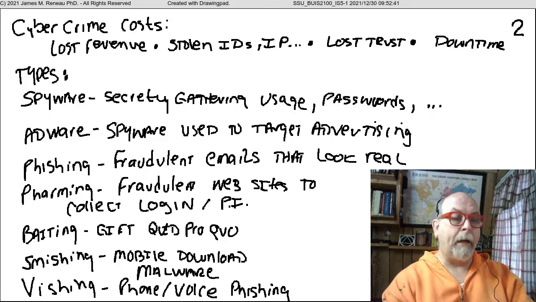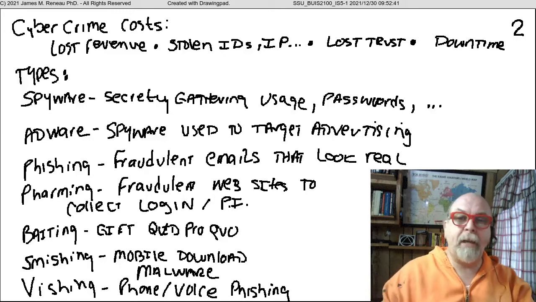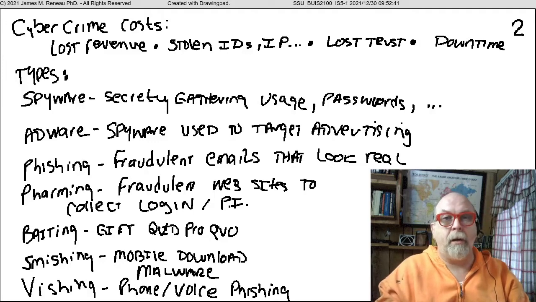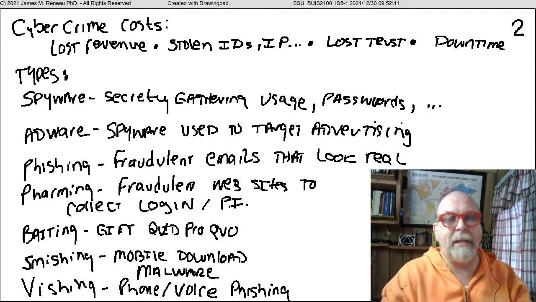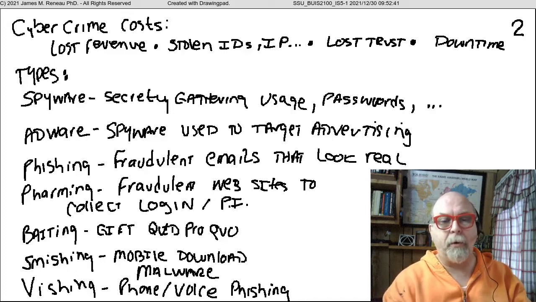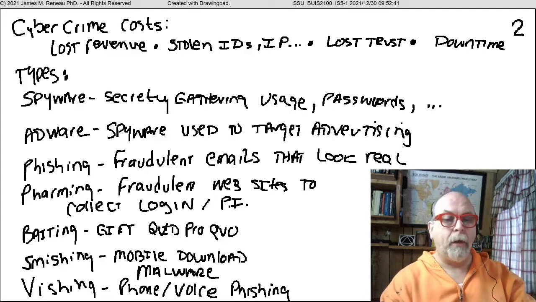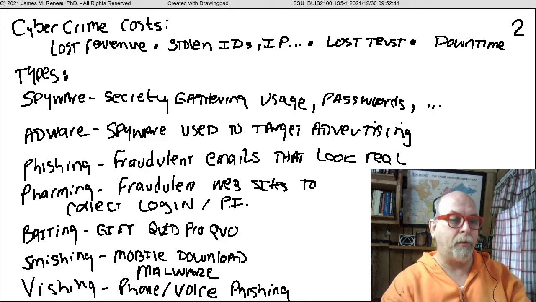Baiting is where a cyber criminal will say, well, here's a gift, here's this. We just need a little personal information from you. And it's often trying to get that last piece of information that they need to own you. Quid pro quo is a Latin phrase that means this for that, and it's usually used with a negative connotation.